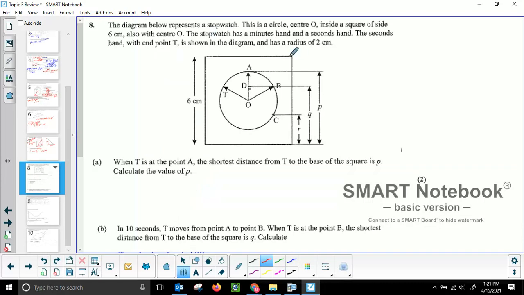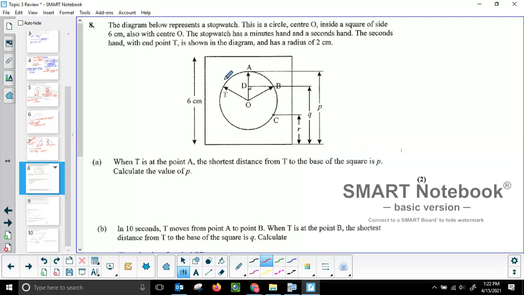All right. So the diagram below represents a stopwatch. This is a circle with center O inside a square of side 6 centimeters, also with center O. The stopwatch has a minute's hand and a second's hand. The second hand, with endpoint T, is shown in the diagram and has a radius of 2 centimeters. Right? When T is at point A, the shortest distance from T to the base of the square is P. Calculate the value of P.